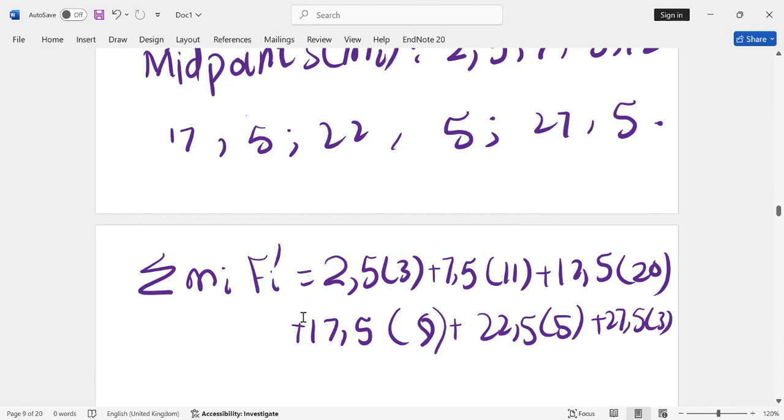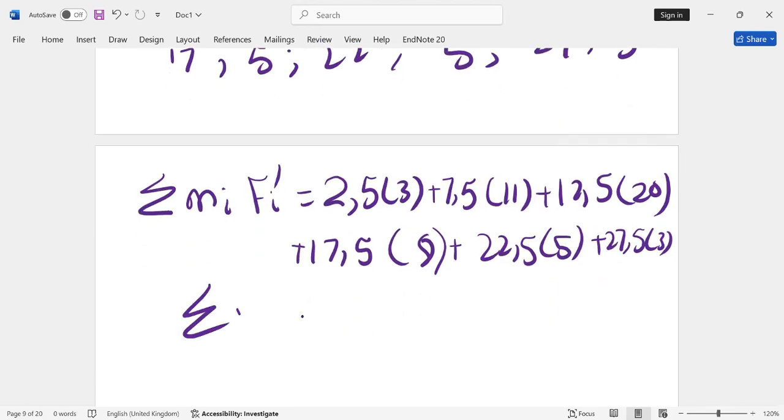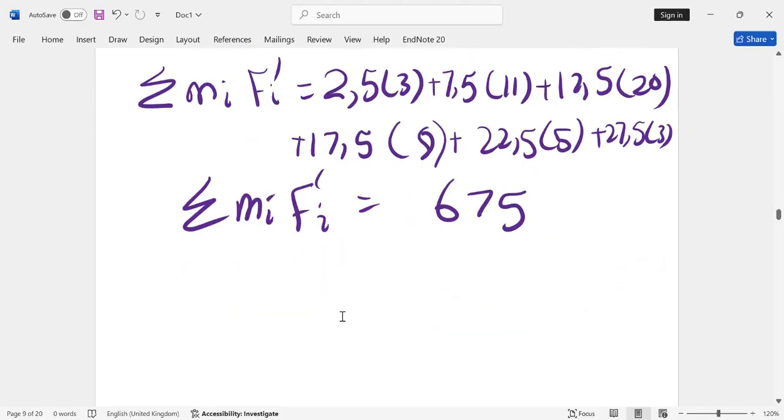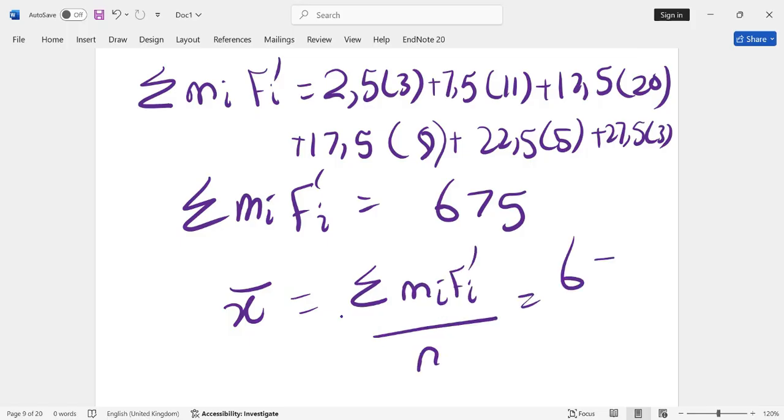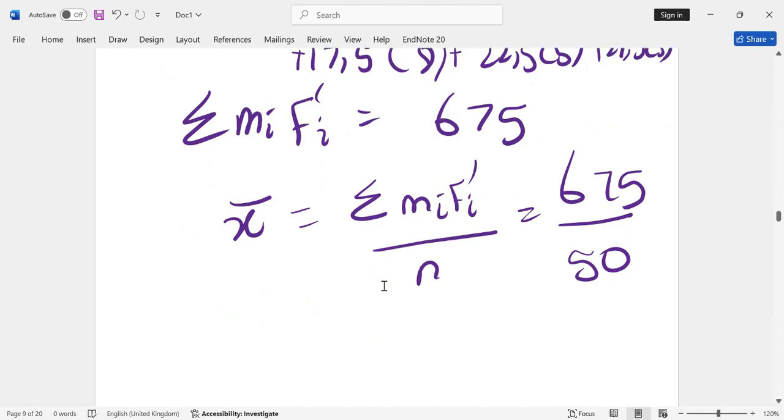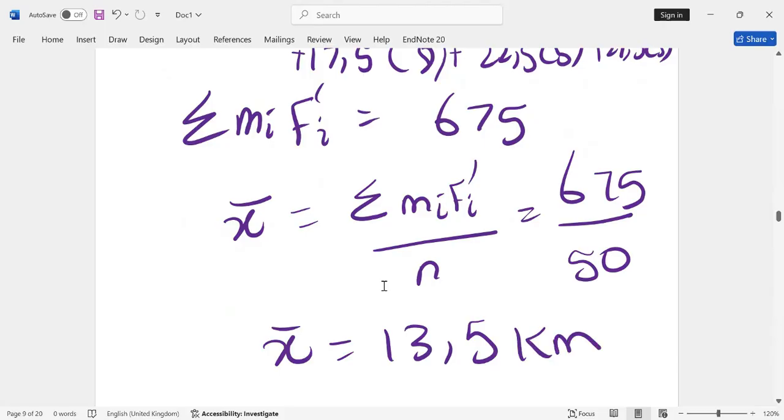So we need to add them all and we got summation mi fi prime that is equals to 675. And then we need to find out the mean that is x prime. All right, I'm just putting the value x prime equals to summation mi fi prime by n. So we have 675 total and the number we have 50. All right, so the estimated mean is x prime equals to 13.5 kilometer. And this is the required thing that we need to find out in this question, okay?